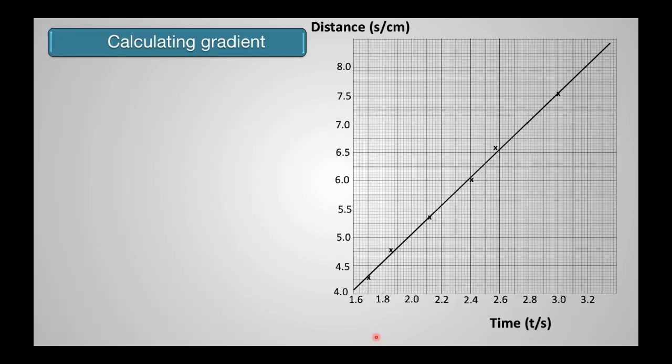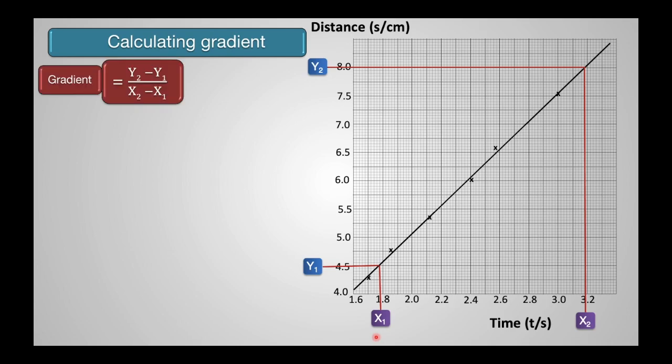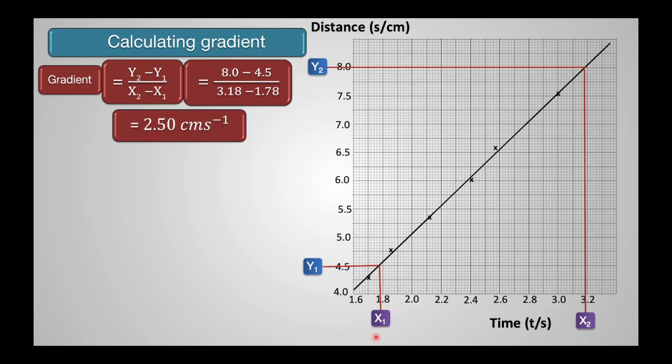How to calculate the gradient from the graph you have plotted? Always you need to choose the maximum possible points. For that you can even extrapolate the graph to any distance you want. Then mark one point as x1 and y1 and another point as x2 and y2. Then use the equation, and remember, most of the time there will be a unit for the gradient. So gradient is not just a number, it is a physical quantity, so it will have a unit also.